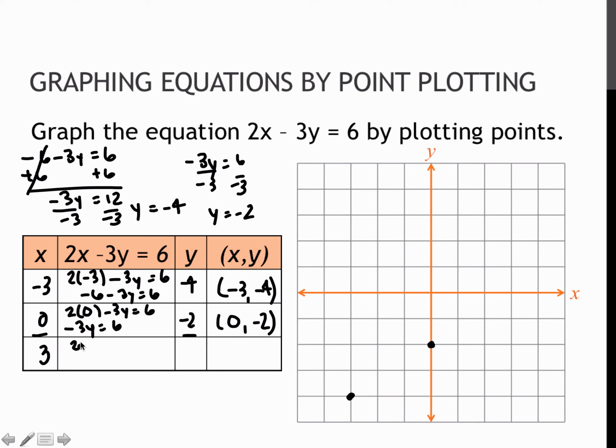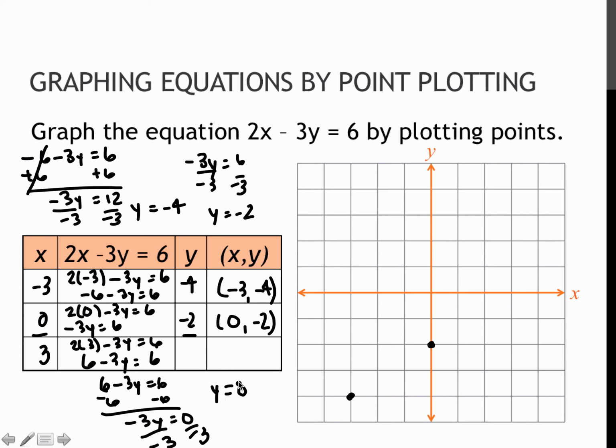And for 3, 2 times 3 minus 3y equals 6. 2 times 3 is 6. Again, I'm going to go outside of my table because I don't have enough room. So 6 minus 3y equals 6. I'm going to subtract 6 from each side. That gives me negative 3y equals 0. If I divide by negative 3, I'm running out of room, but I get y equals 0. So the point 3, comma 0 is also a point on my line. So notice how those make a nice straight line. And again, that is the correct line.